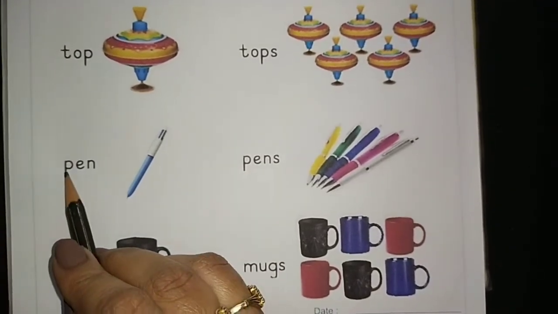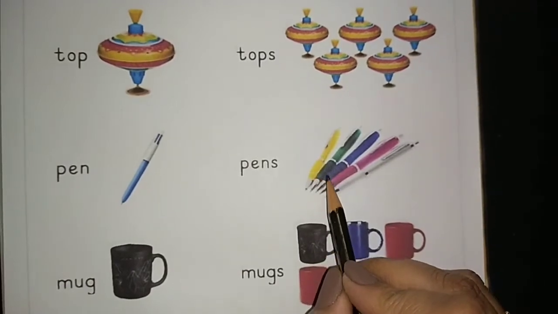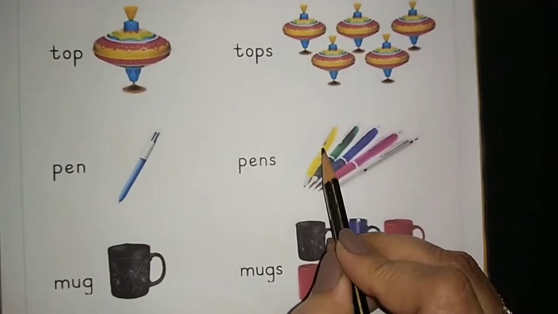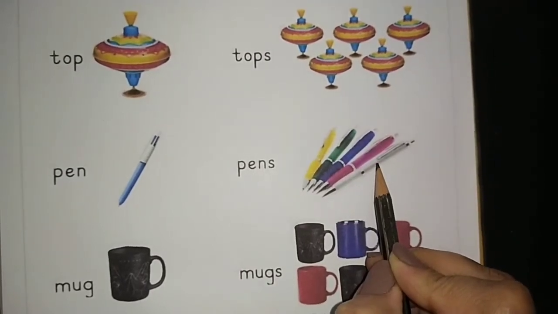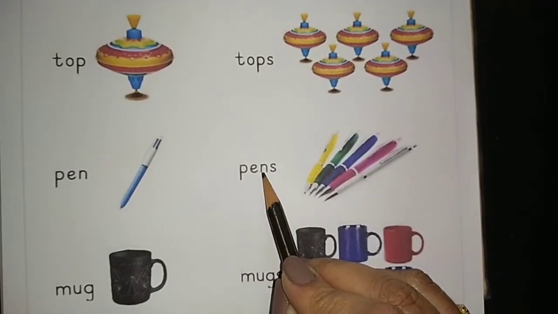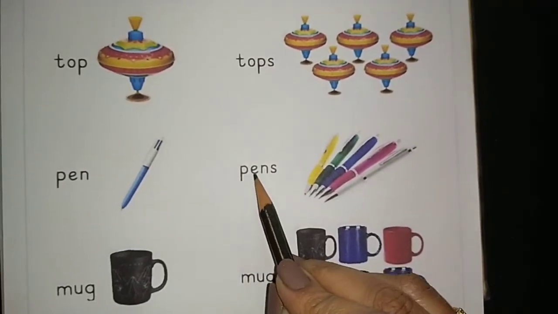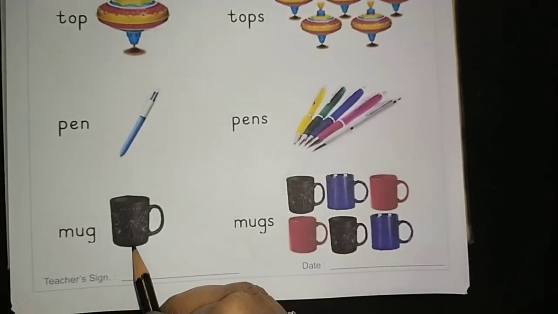There is only one pen. So we will write P-E-N, pen. And count here. How many pens are there? 1, 2, 3, 4, 5. There are 5 pens. So we will write P-E-N-S, pens.